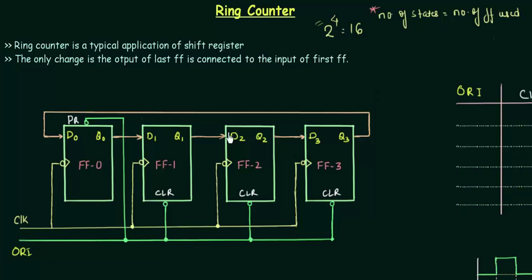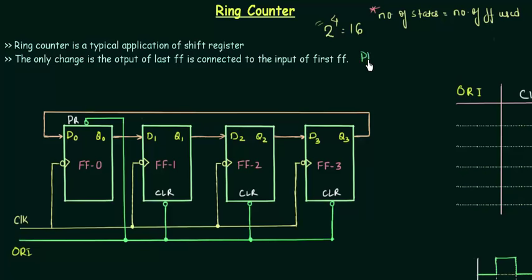Now we will move to the circuit and we will see how the connections are made in this. You can see the clock is there, and this clock is given to all the 4 flip-flops simultaneously at the same time. That's why it is a synchronous counter. And also we have used the overriding inputs. The ORI is the signal that is given to the overriding inputs of the flip-flop. I hope you know what is the overriding input. They are preset and clear.